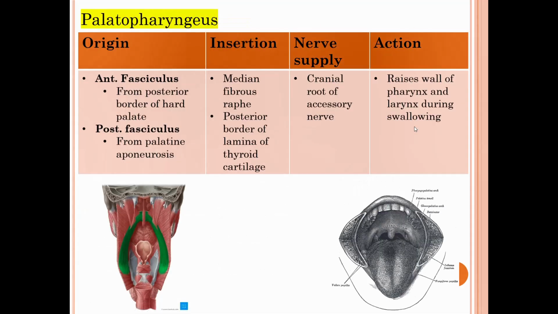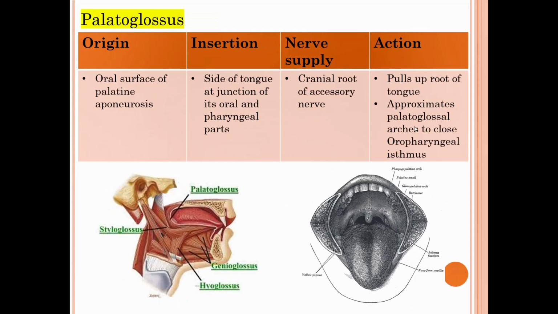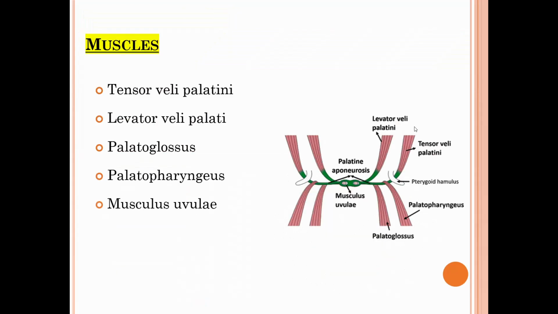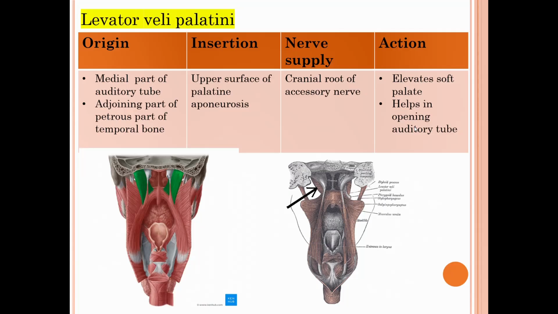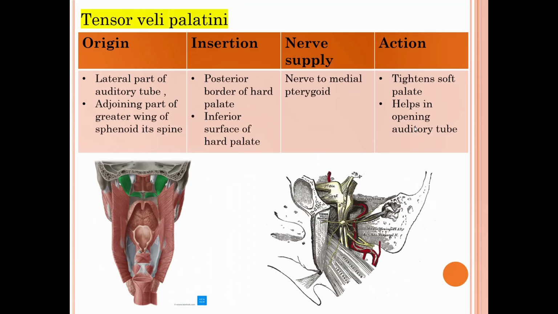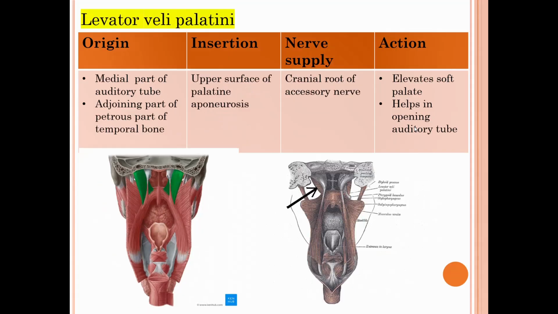Now, as I mentioned, there are four structures for which we will use the sentence: all the muscles of the dash supplied by dash except dash which is supplied by dash. Now we have already done for tongue, we have already done for pharynx. Now it is time for palate. So in case of palate, you can see here all the muscles of palate are supplied by the cranial root of accessory nerve except tensor veli palatini, which is supplied by nerve to medial pterygoid, okay.